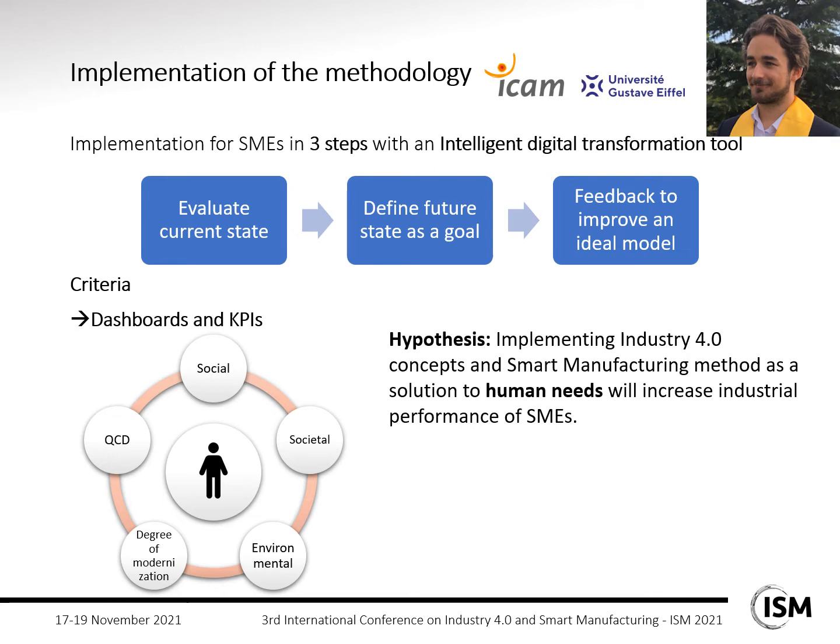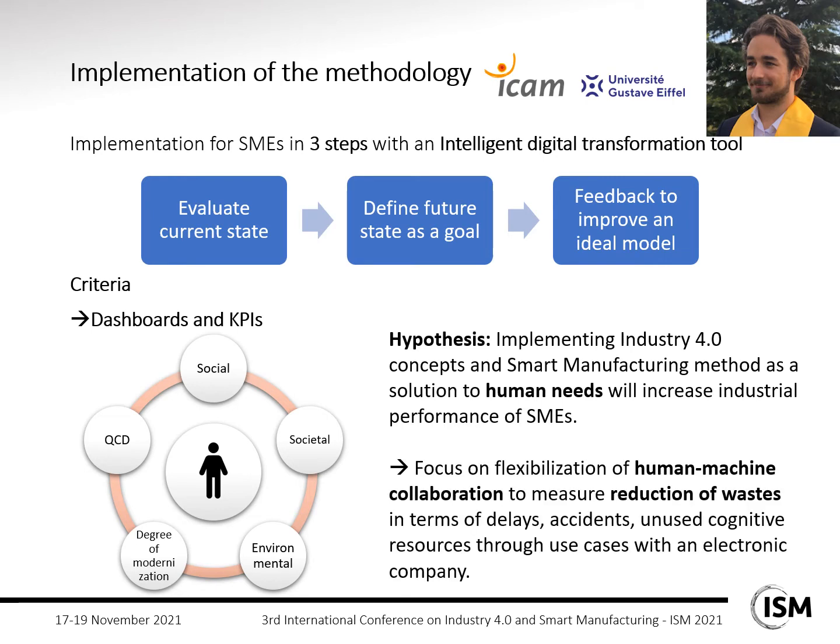Transferring responsibilities of operators by automating arduous and non-value-added tasks can reduce human accidents and unavailability caused by health risks. Digital twins can avoid useless complexity in processes before physical implementation and therefore make cognitive resources available for rewarding and value-added tasks. In this paper, we focused on flexibilization of human-machine collaboration to measure reduction of wastes in terms of delays, accidents, unused cognitive resources through use cases with an electronic company.